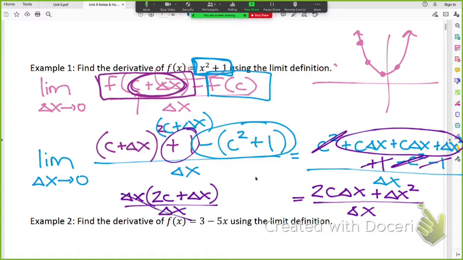Okay? So what am I left with? 2c plus delta x. All right, now what do we do with limits? You substitute 0 for delta x. Which means that my final answer here is what? 2c. So that tells me that if I went around that U shape that I drew, at any value for x or c, it's going to be 2 times that, and that's going to be my slope. So at -1, my slope would be -2. At -2, my slope would be -4. At 0, my slope would be 0.